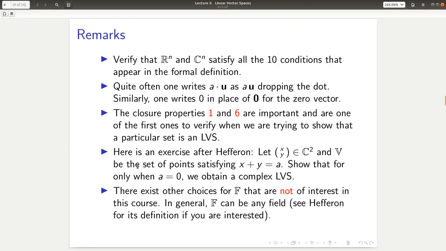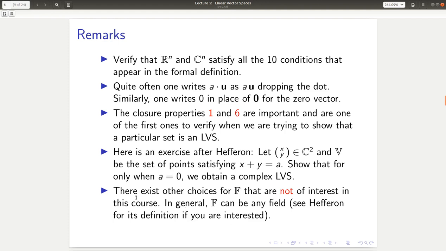Okay, and so here is an exercise after Hefferon. I did it for reals, I'm just doing it for complex. Let x, y belong to C2 and let B be the set of points satisfying x plus y equal to A. Now you're asked to show that only for A not equal to 0 we obtain a complex LVS. So you can go ahead and check how closure breaks down. Does property 1 break down, or property 6, or both? This is a very nice simple exercise. It will take you a couple of minutes.